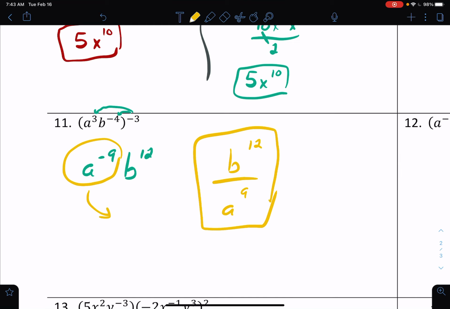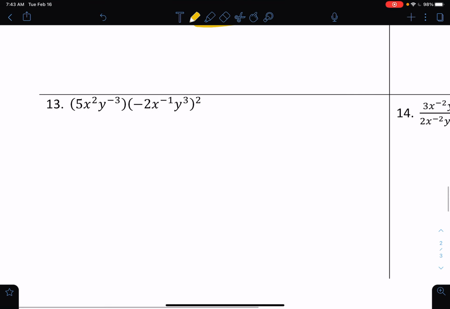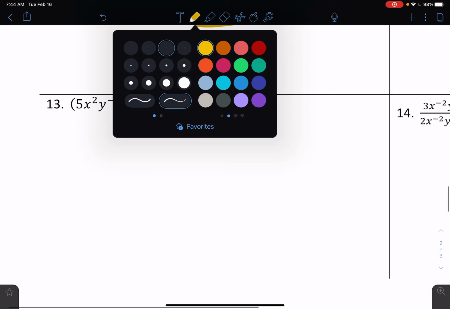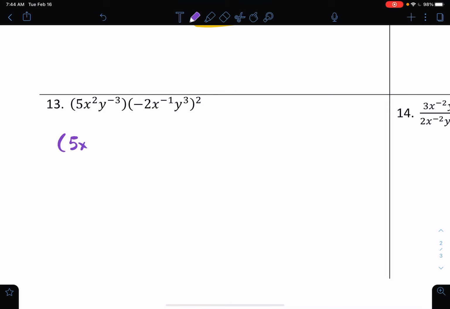Okay, and then we've got our last one, number 13. We've got a lot going on here. So the first expression can stay the same, 5x squared y to the negative 3rd, because there's nothing going on with that. But the second expression is all being raised to the second power. So I've got to distribute that 2. So we've got negative 2 raised to the first power, x to the negative 1st, and y to the 3rd.